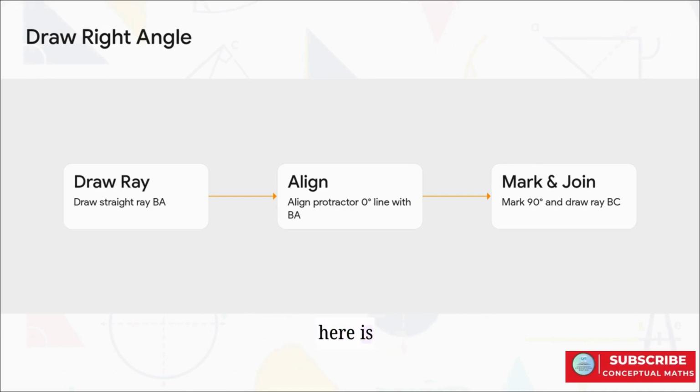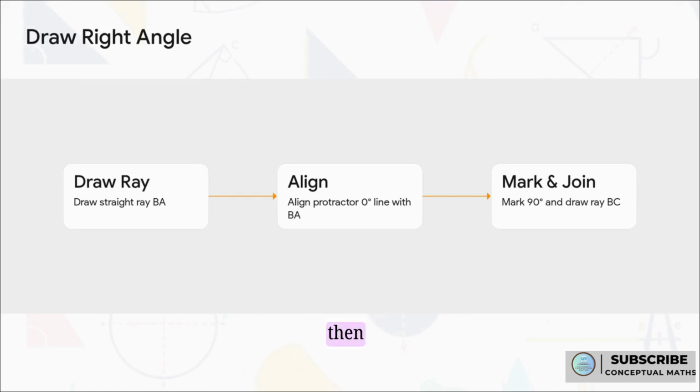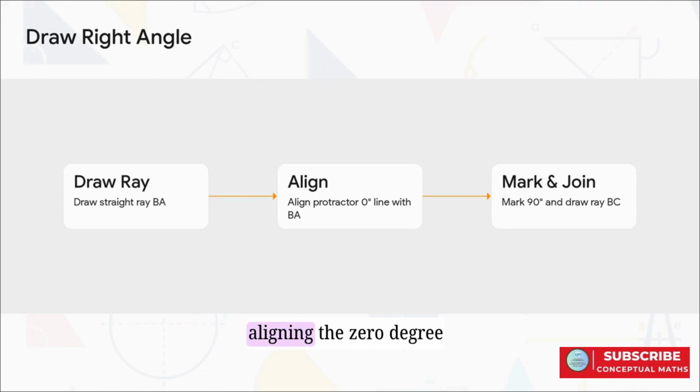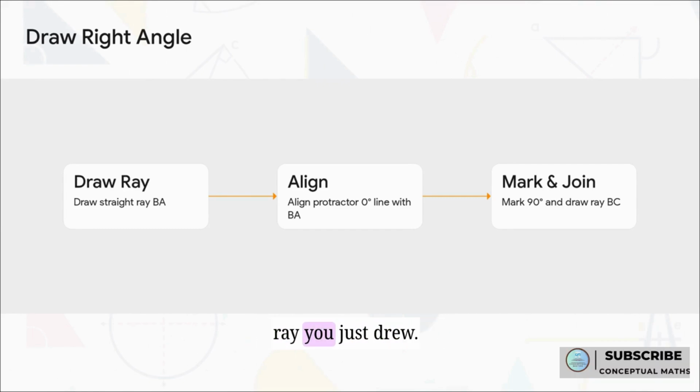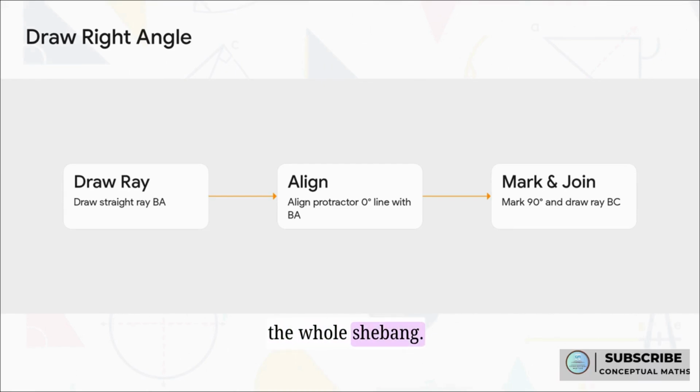The reliable process here is one we all know. First, you draw a straight ray, BA. Then, carefully place the center of your protractor right on point B, aligning the 0-degree line straight along the ray you just drew. Mark a dot at the 90-degree line, and finally join point B to that mark, drawing ray BC. And there you have it, the whole shebang.